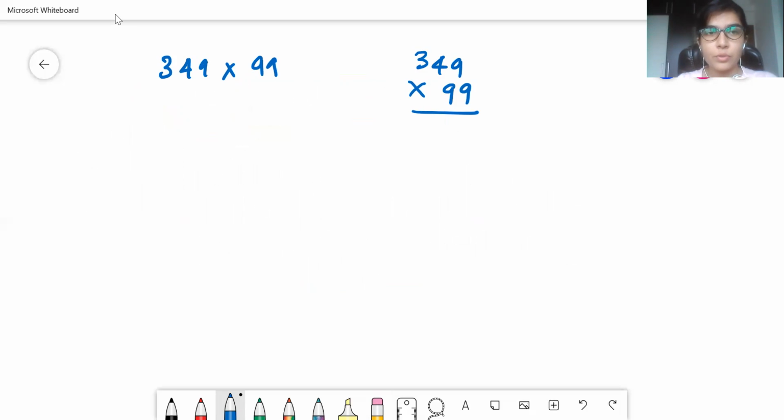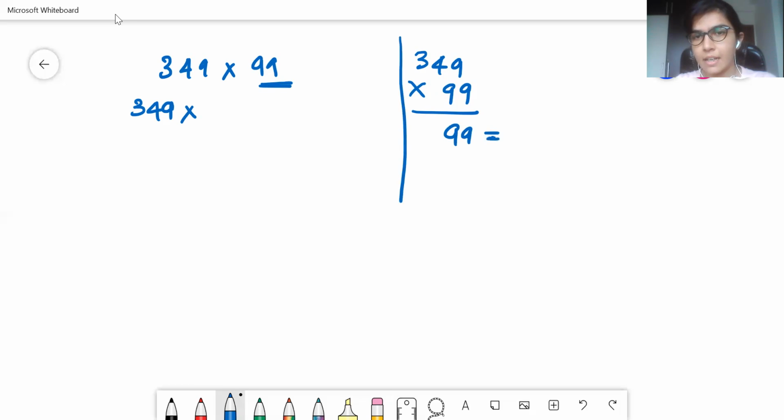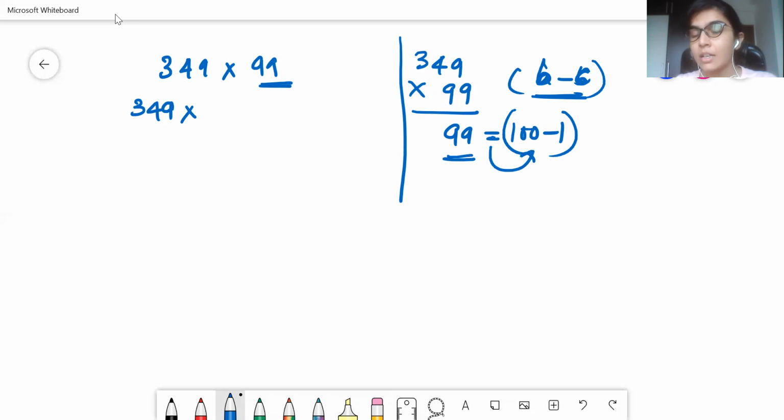Let's see. Can I write 99 as 100 minus 1? Because I want to write it in the form of B minus C, so that I can apply the distributive property. So I am writing 99 as 100 minus 1. Now how have I broken down 99 as 100 minus 1? Why 100 minus 1? Why not 101 minus 2? Why have I written it like this?